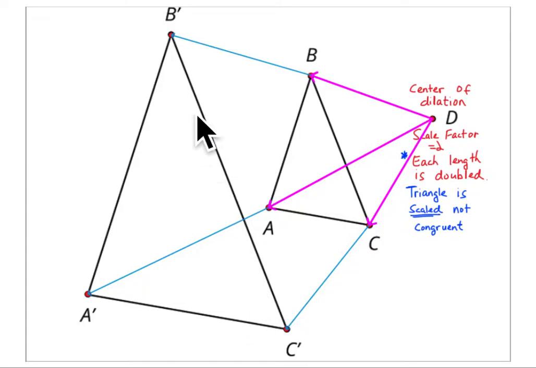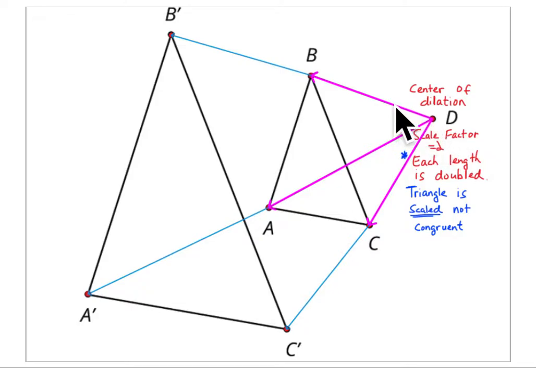Because in any similar figures, the angles remain the same. They are congruent. But the lengths have been doubled. So the image A'B'C' is not congruent to ABC, but it is similar to ABC, meaning that each length, in this case, got scaled up by a scale factor of 2.